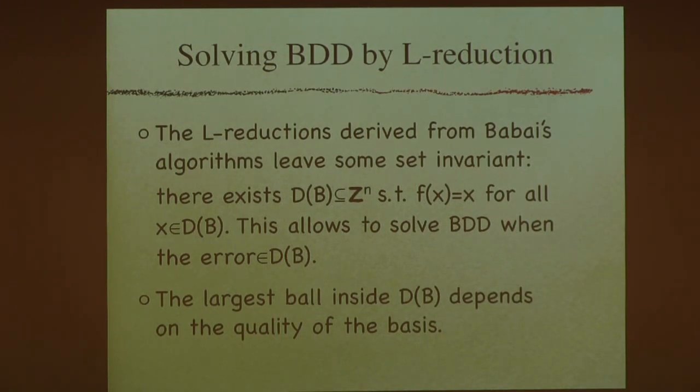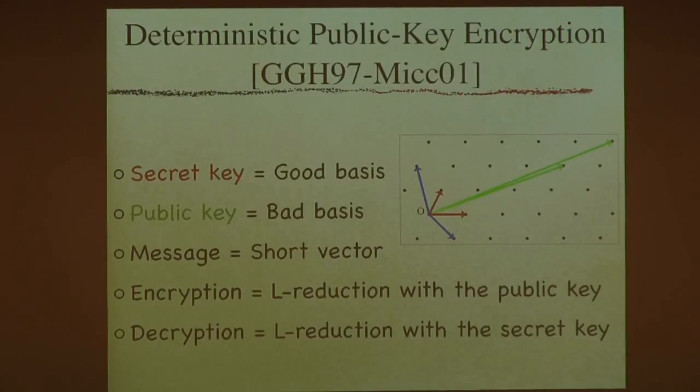So I can invert my one-way function with the same shape of one-way function, the same function, but using a different basis. So that gives you perhaps the simplest deterministic public key encryption. That goes back to GGH 97 as interpreted by Micciancio in 2001.